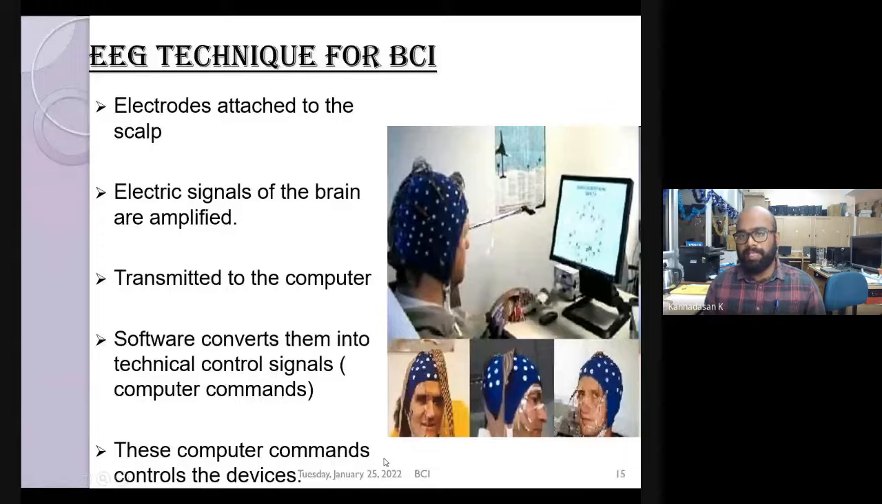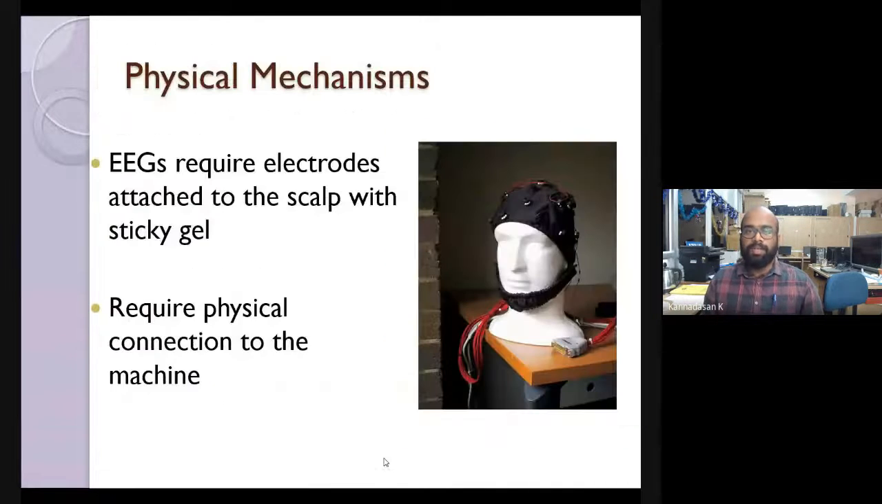Whatever steps you have seen so far, after signal processing and classification, some application interface will be there. That will give a set of commands to the device, like move left or move right, etc. So we'll see what the physical mechanism is.